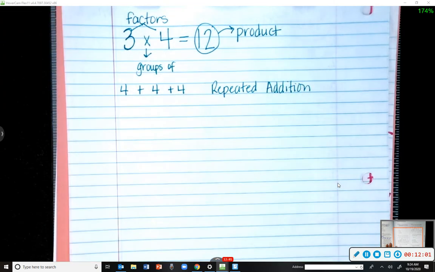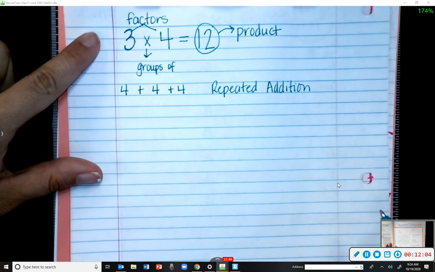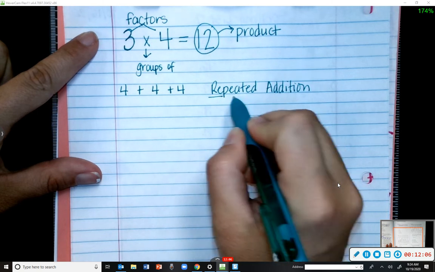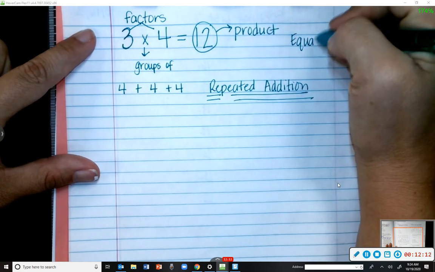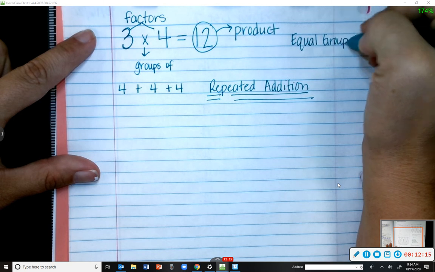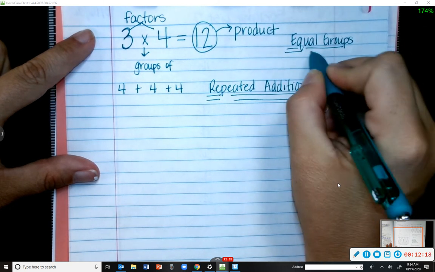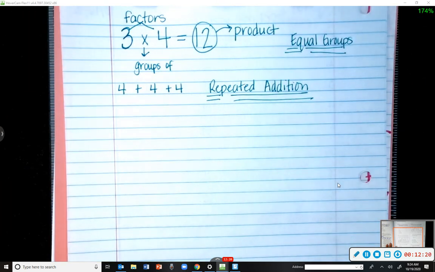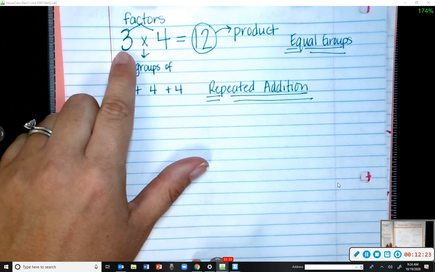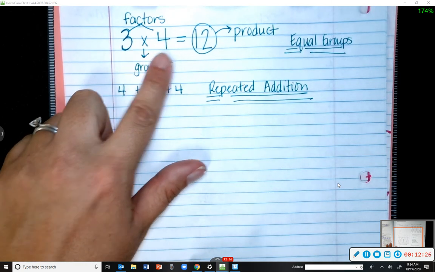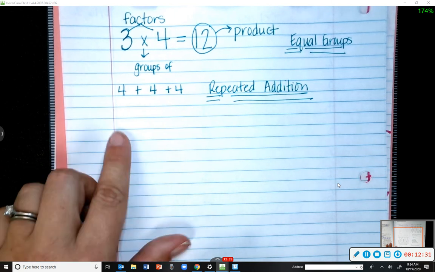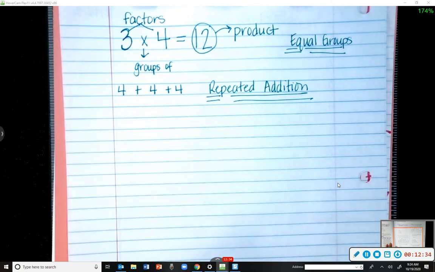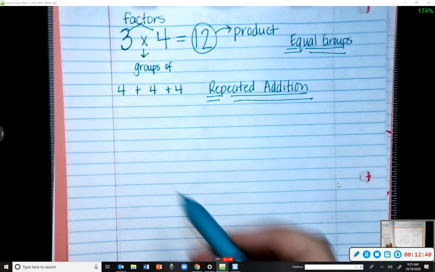So those are the 2 strategies we're talking about today. Making equal groups and doing repeated addition. Okay? So when I give you 2 factors, you should be able to tell me that is 3 groups of 4, 5 groups of 6, okay? And then you should be able to give me the repeated addition sentence by the end of today. This should be super easy for y'all, okay? Now let's go on to another one.